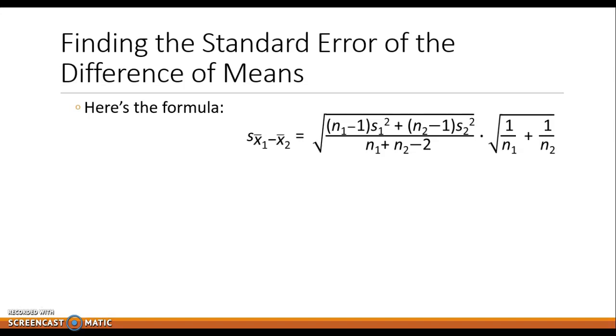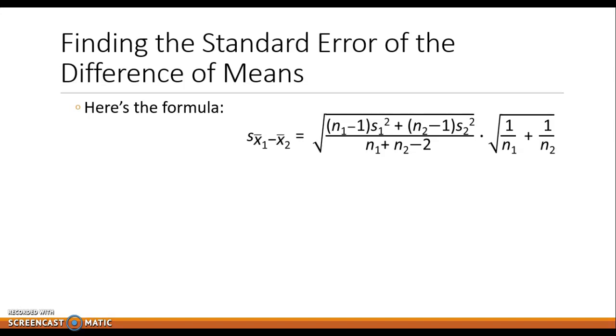Now, the minus 2 makes sense if you think about it, because what would we do in order to find the standard deviation of the first group? It would be n minus 1, right? So we have n minus 1 plus n minus 1, which is essentially n plus n minus 2. And we're multiplying that by 1 over n1 plus 1 over n2.